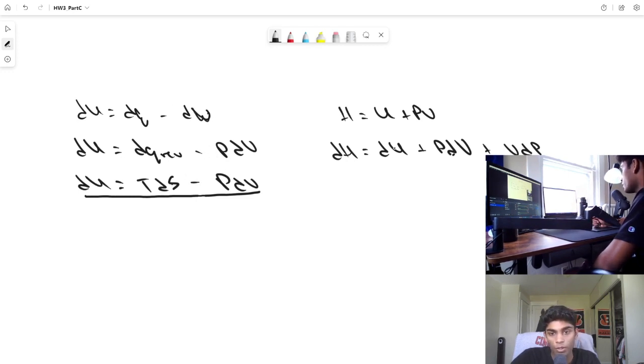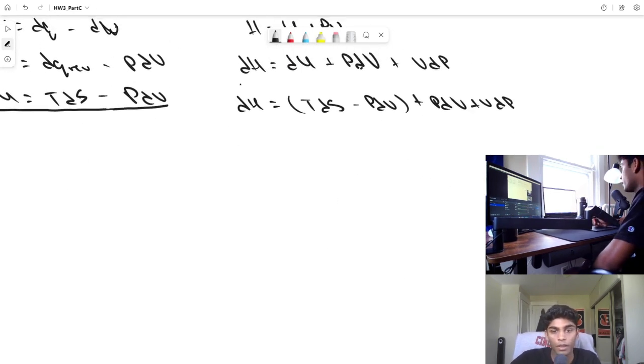So let's go ahead. We're going to use this dU. We're going to plug it into here. So what we end up with is dH is equal to TdS minus PdV plus PdV plus VdP. And so these terms are going to cancel out, and we end up with dH is equal to TdS plus VdP. And here's another equation we're going to keep.